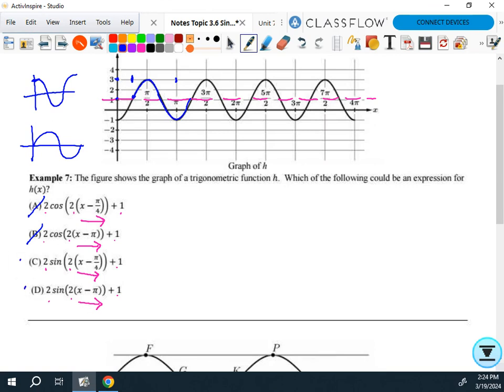Let's check D. Sine starts here. I'm going to move to the right pi. Clearly not where my graph starts, right? Which means my answer definitely is C.